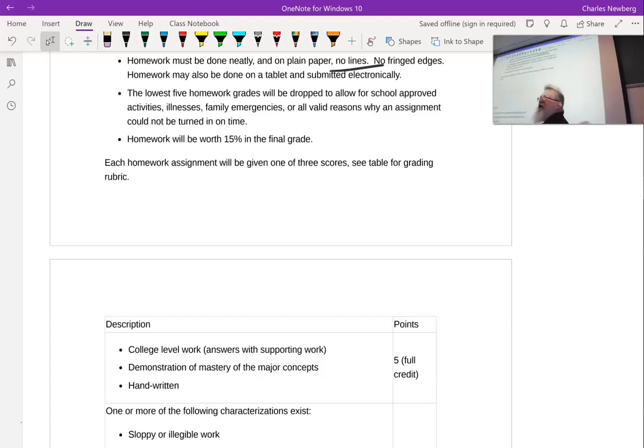And that just doesn't work. So unless you have a general reason why you have to type it, I prefer handwritten anyway. So, all right. Does that say you've got to get all the problems right? No, it doesn't say you have to get all the problems right.